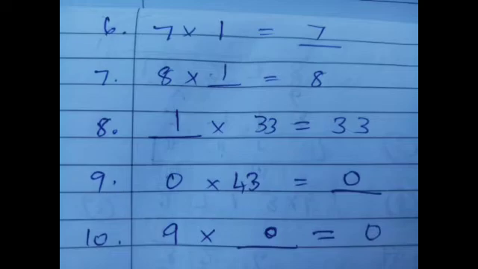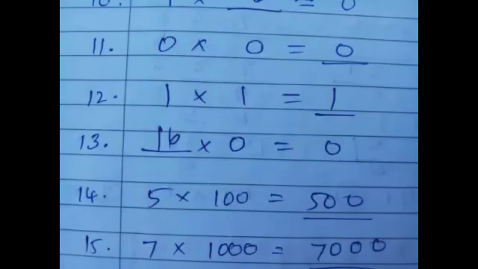15th one, 7 into 1000. In 1000 we have 3 zeros. You write the 3 zeros in the answer and multiply 7 into 1. We'll get 7000. That's it children. We completed the 1 marks revision.